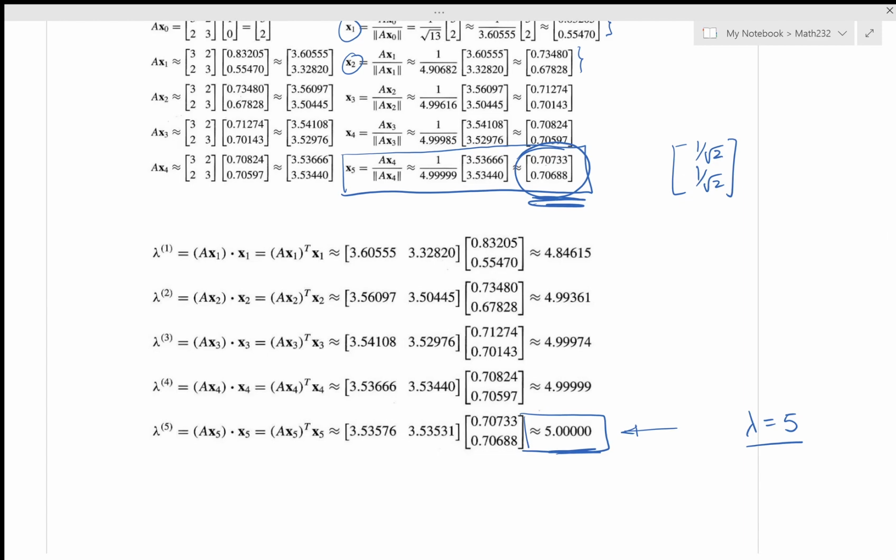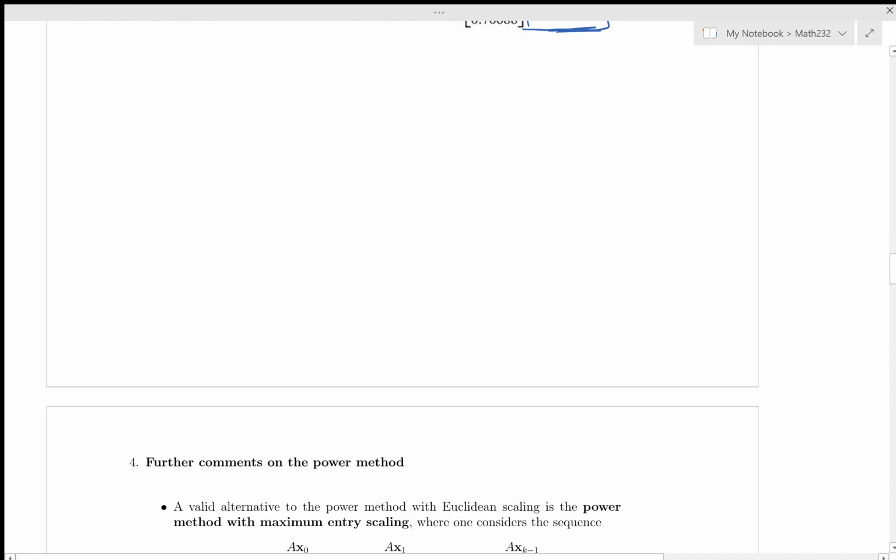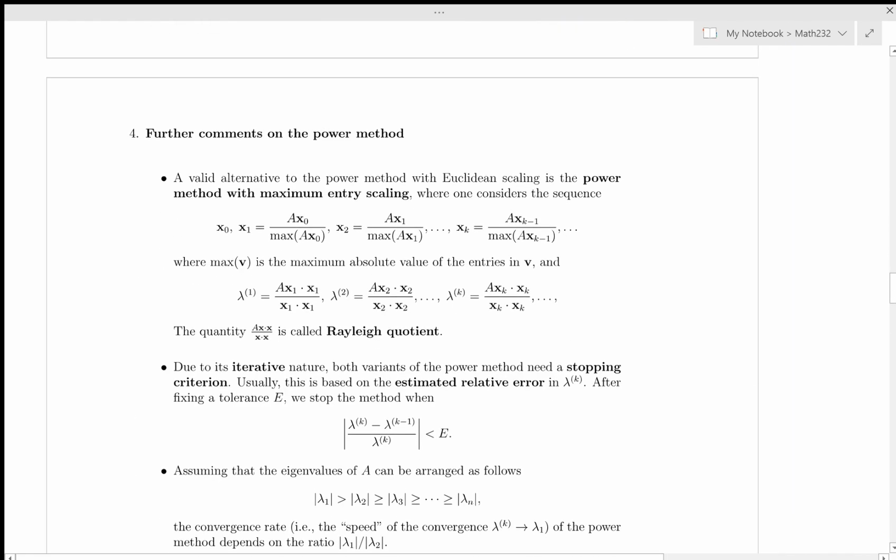Okay. The next point I think I'm going to make fairly quickly. Again, this is in the textbook. There is an alternate method. We used the Euclidean scaling where we divided by the norm. That can be a little bit slow because let's look at what we have to do. We have to square everything and then add it together and then take the square root. So it's kind of nice to have a method that is faster, that allows you to scale to prevent these things from growing too large as you're doing the computation.